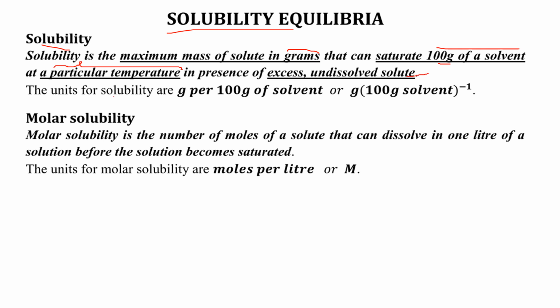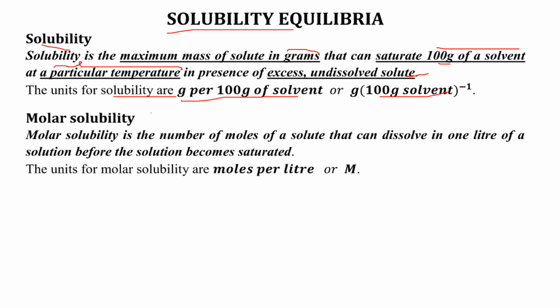Now the units for solubility, after calculating solubility, are going to be grams per 100 grams of a solvent. Or simply, you can write it in short form, in terms of formula, by saying grams, and then in brackets you put 100 grams of a solvent to the power of -1, or per solvent.